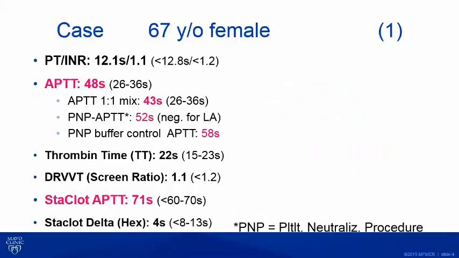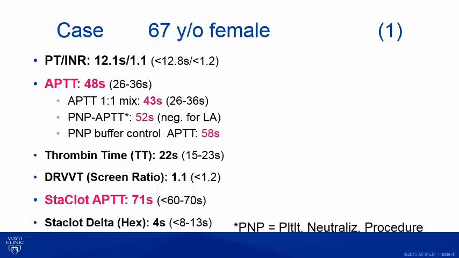Here's a case. I'm going to give you the initial information about it, and then we'll circle back at the end to discuss what this is. It's a 67-year-old woman who was already known to have a prolonged PTT. It had been rechecked, it was real.